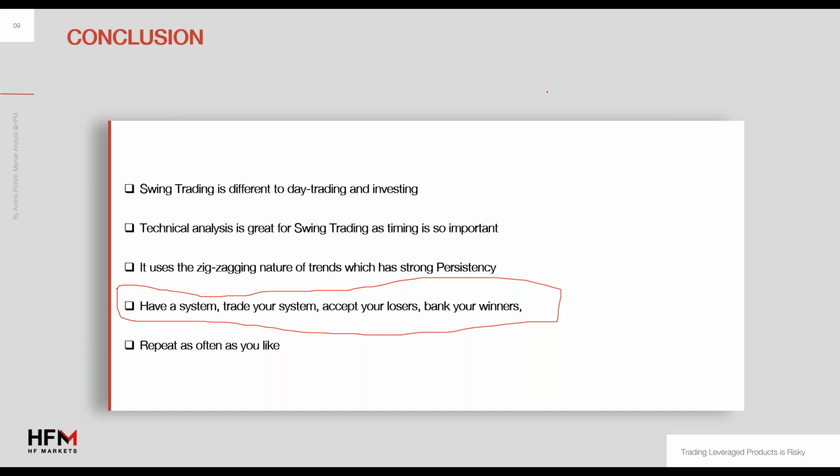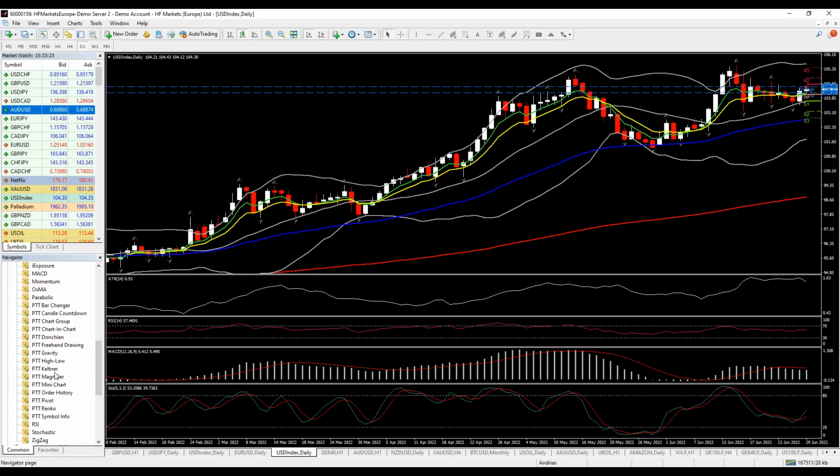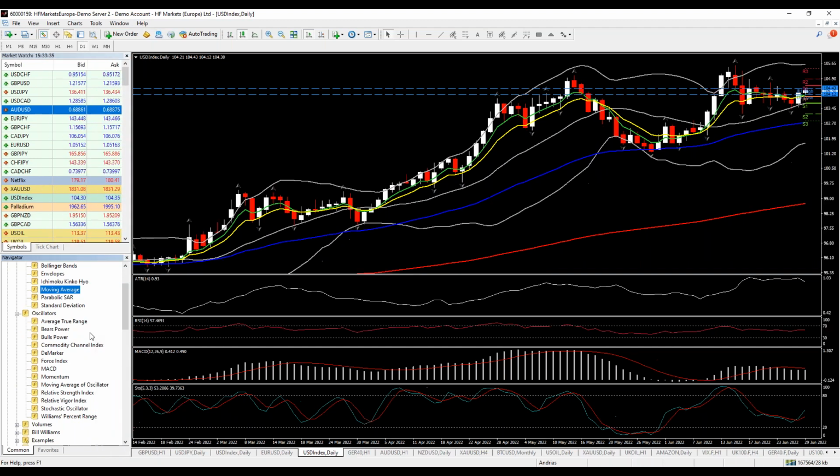Someone asked me how to set parabolic SAR. Sorry, I missed this question. Where is it? Okay, it should be there. Even if you're using MT4 or MT5, in both platforms, it should be below the trend indicators folder. Okay, trend indicators folder. Parabolic SAR is over here, below the trend indicators.